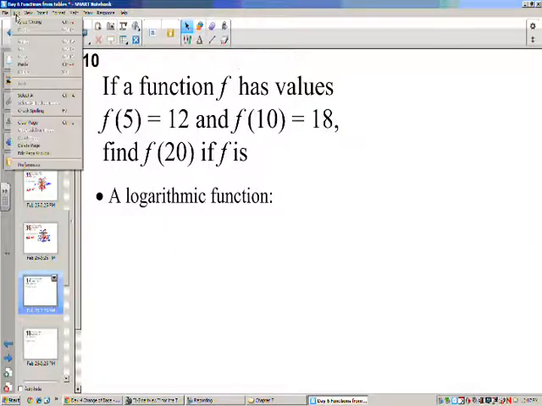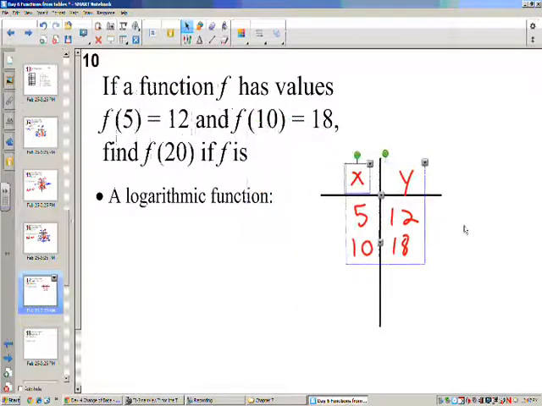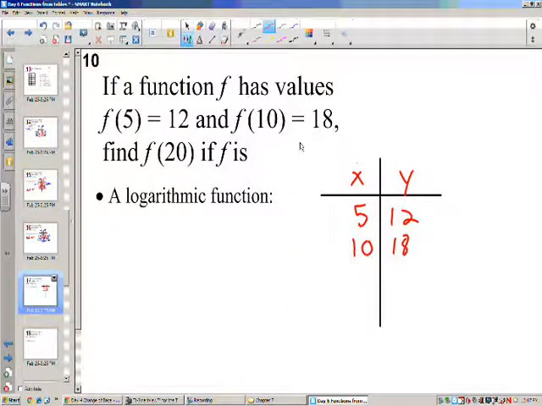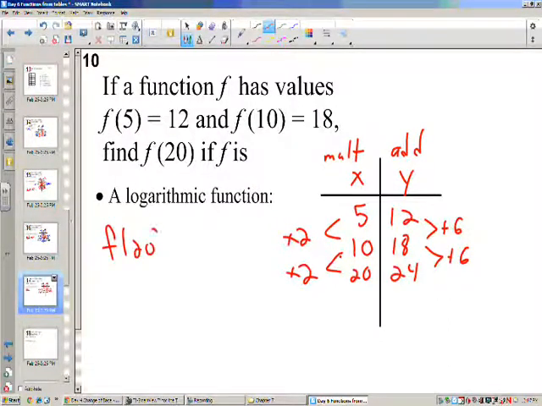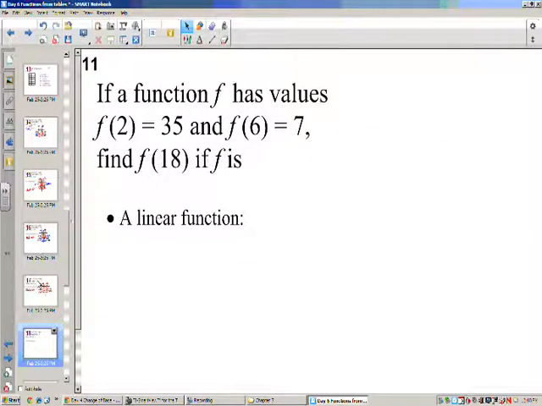Now if we have a logarithmic function, the logarithmic function is multiply, add. So here we multiply by 2, so we'd multiply by 2 again to get to 20. Here we add 6. We have to add 6 more to get up to 24. So if it's logarithmic, f of 20 will be 24. So having that same base will give us a different value for y depending on the type of function that it is.